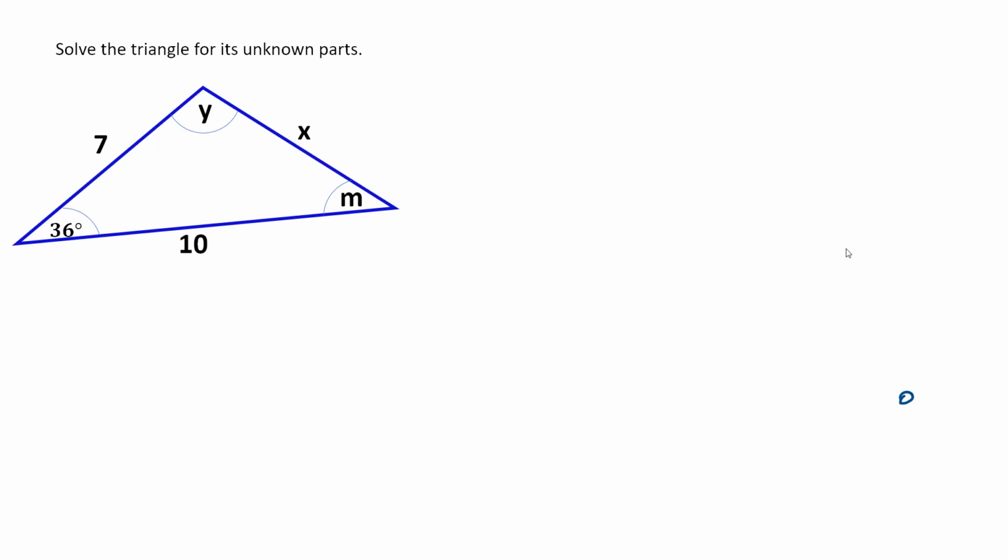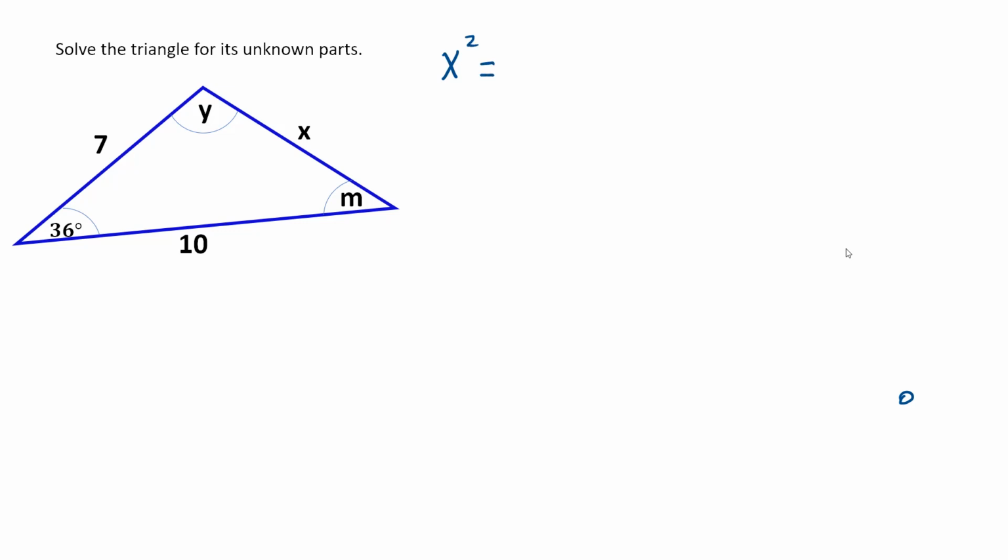All right, you want to solve this triangle for its unknown parts. We have 2 sides and 1 angle. We don't have the side opposite that angle, so we can't use the law of sines. We want to use that angle in our law of cosines. So if we're going to use that angle 36, we need to use the side opposite to be on the left side of the equation. So x squared will be on the left side of our equation.